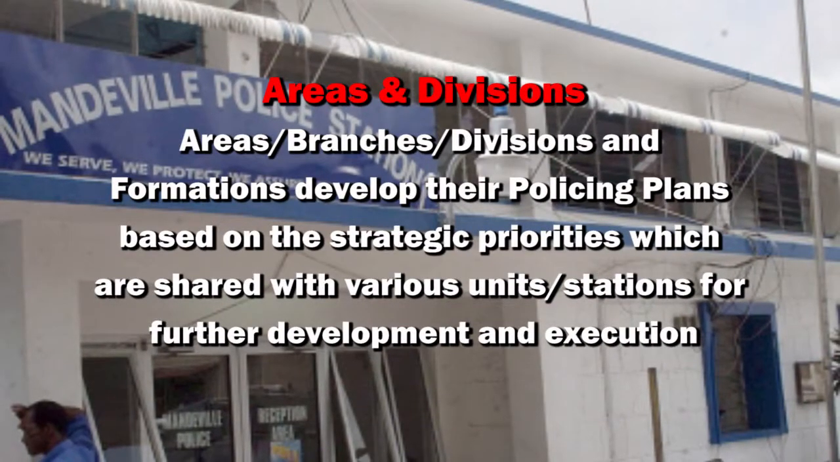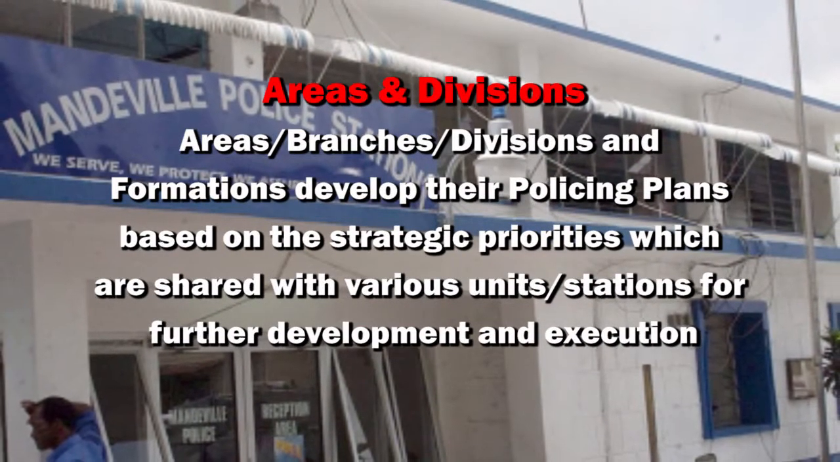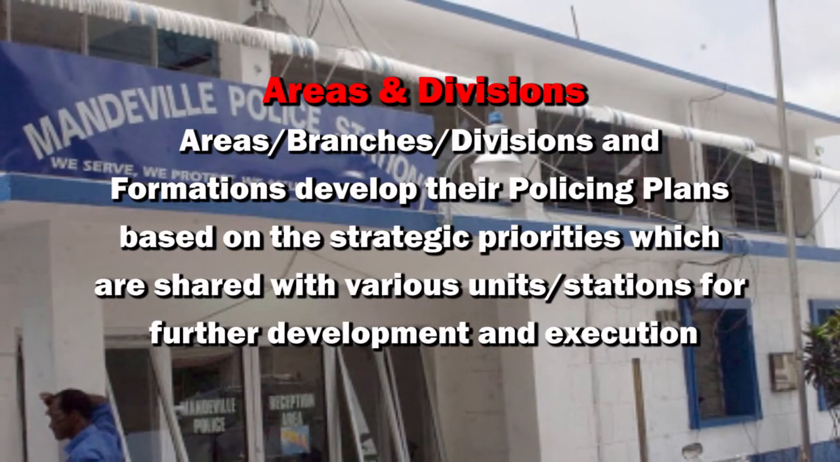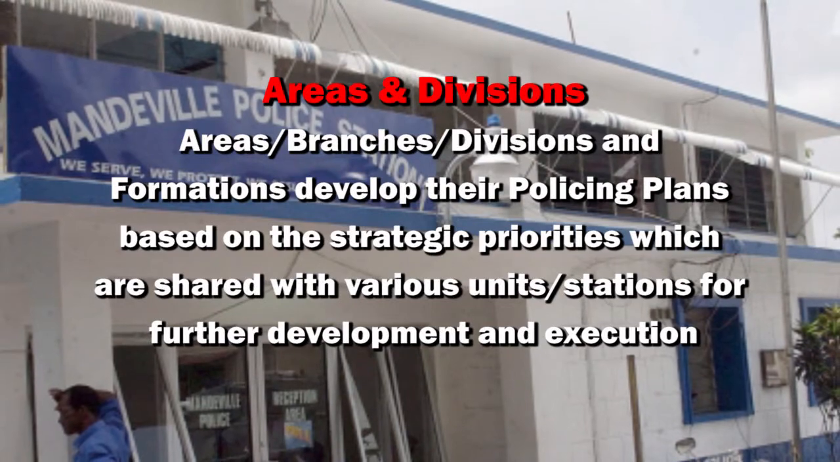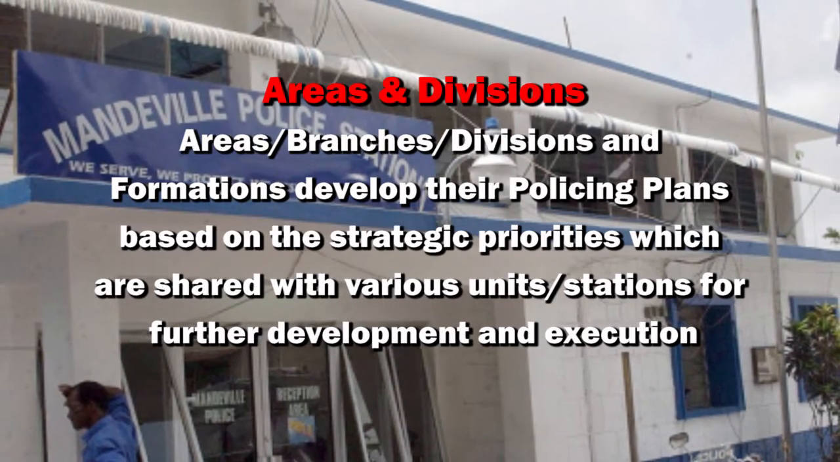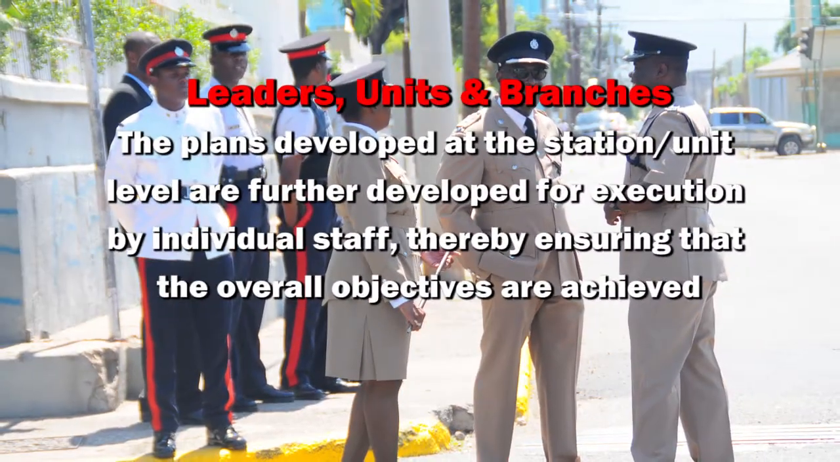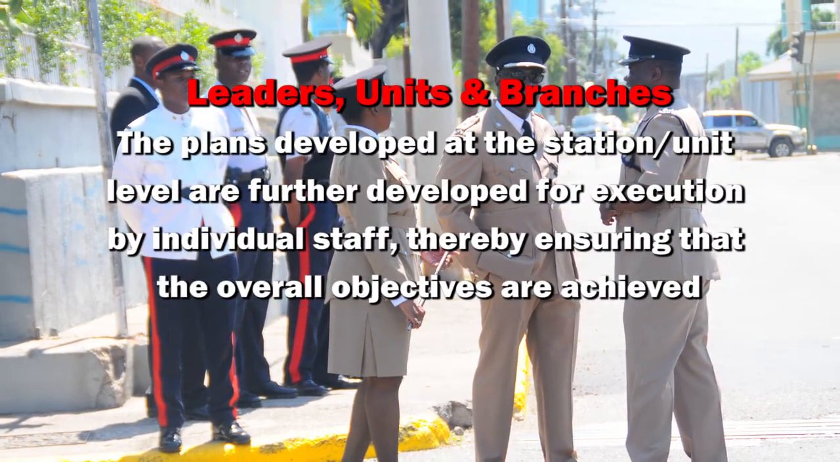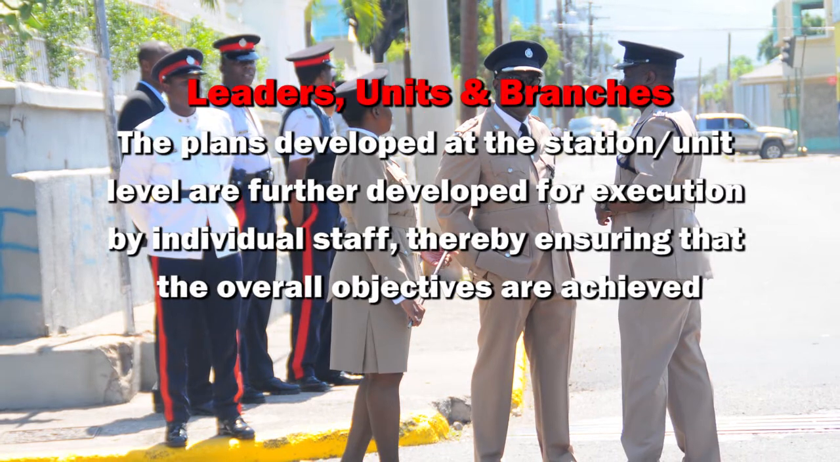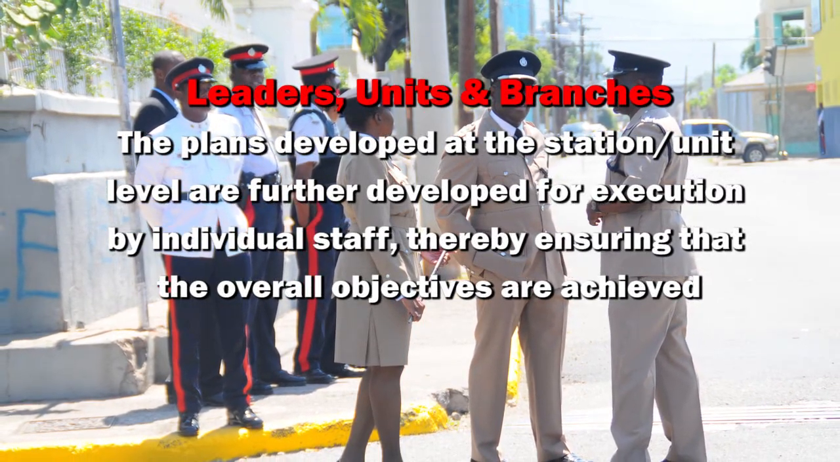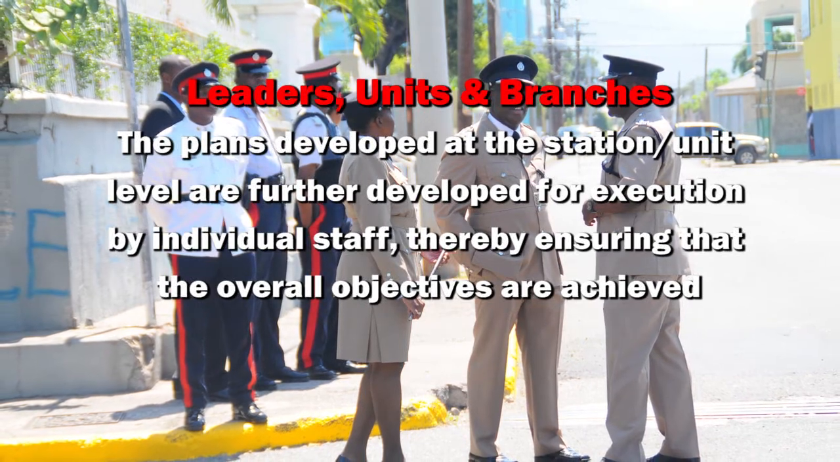These areas, branches, divisions, and formations develop their policing plans based on the strategic priorities, which are shared with the various units or stations for further development and execution. The plans developed at the station or unit level are further developed for execution by individual staff, thereby ensuring that the overall objectives are achieved.